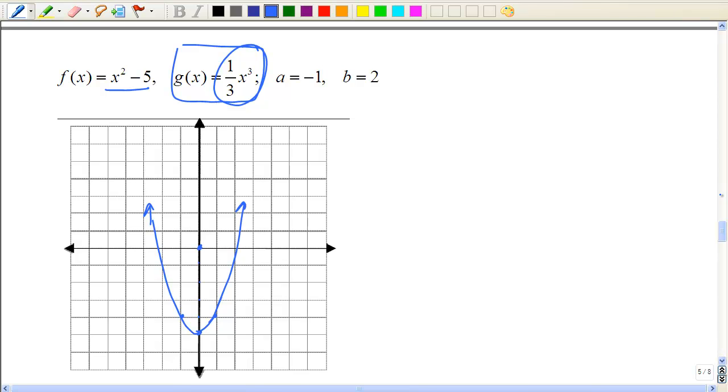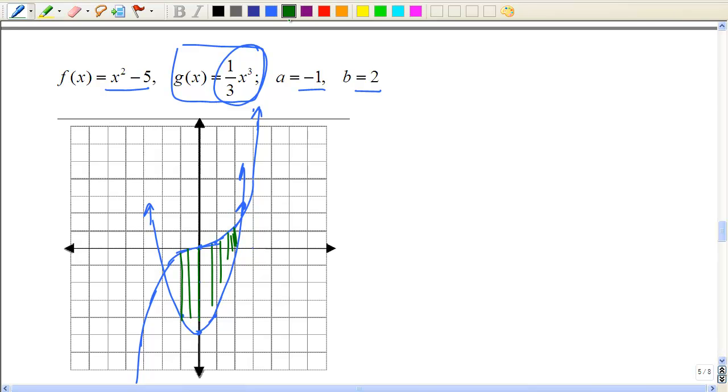When x is 0, we get 0. When x is 1, we get a third. Let's see, what happens when x is 3? Wow, when x is 3, y is going to be way up here at 9. So you're going to get something that looks like that. Kind of scary. Between negative 1 and 2. Between negative 1 and positive 2.